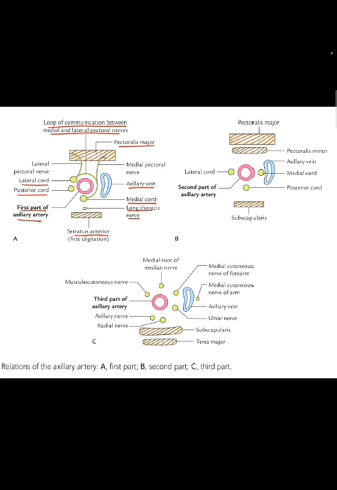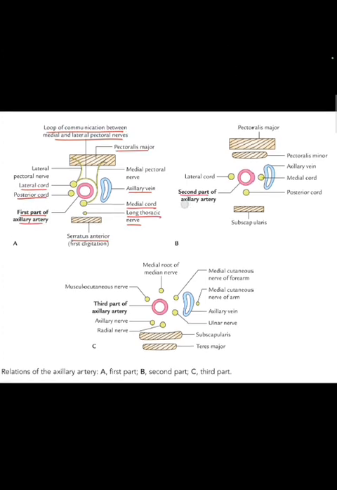For the second part of the axillary artery, we have on the anterior side pectoralis minor muscle. On the posterior side we have subscapularis and the posterior cord of the brachial plexus. On the medial side we have the medial cord of the brachial plexus, and on the lateral side we have the lateral cord of the brachial plexus. Then, in the third part of the axillary artery, we have on the anterior side the medial root of the median nerve. On the posterior side we have the radial nerve, axillary nerve, subscapularis in the upper part, and teres major in the lower part. For the medial side we have the axillary vein, ulnar nerve, and medial cutaneous nerve of forearm. Then on the lateral side we have the musculocutaneous nerve.